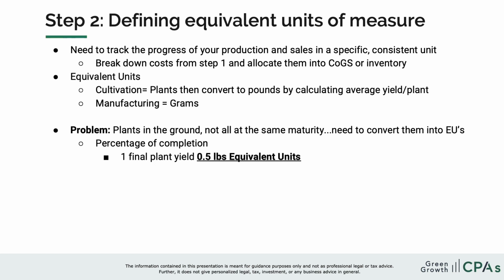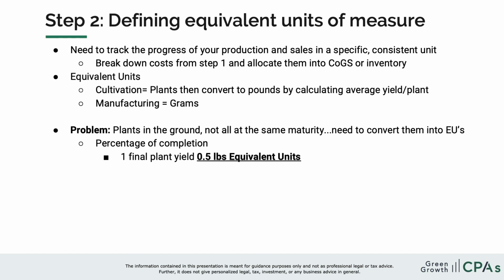And we're going to use what we call percentage of completion. Very self-explanatory. How complete is this plant? So this is why you need superb tracking of your cultivation production. And after 4 to 5 harvests, maybe you realize that one plant yields a half pound. And that's the plant to pounds conversion rate that I spoke about earlier in this slide, right? When I said for cultivation, the equivalent unit of measure is plants, then you convert that into pounds. So that's your conversion right there.